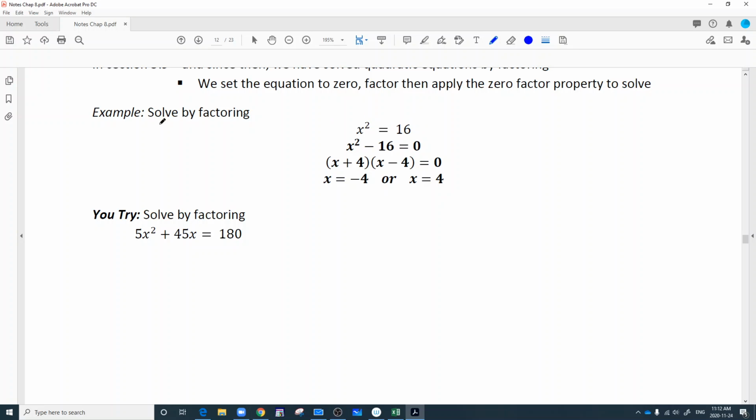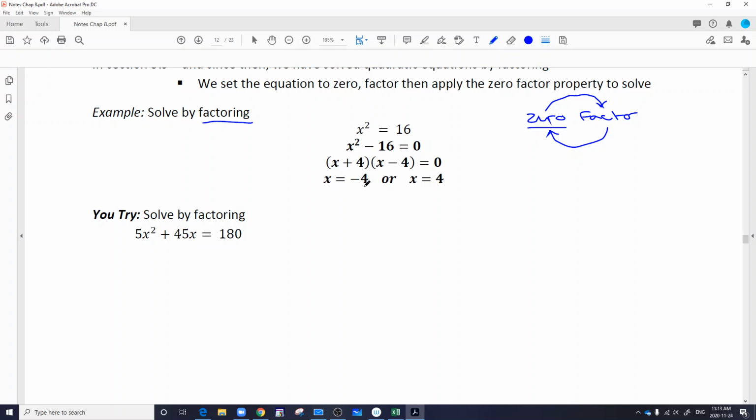So here's an example. If I'm going to solve by factoring, you're using the zero factor property. What that means is the first thing you have to do is set it equal to 0. So you can see here we've subtracted 16, done. Then you have to factor. So you're going to factor x squared minus 16. You're going to recognize there's 2 terms, and it's a difference of 2 perfect squares. So we're going to factor it as a difference of squares: x plus 4, x minus 4. Now to solve it, you're going to set each factor equal to 0. So what makes x plus 4 equal to 0?